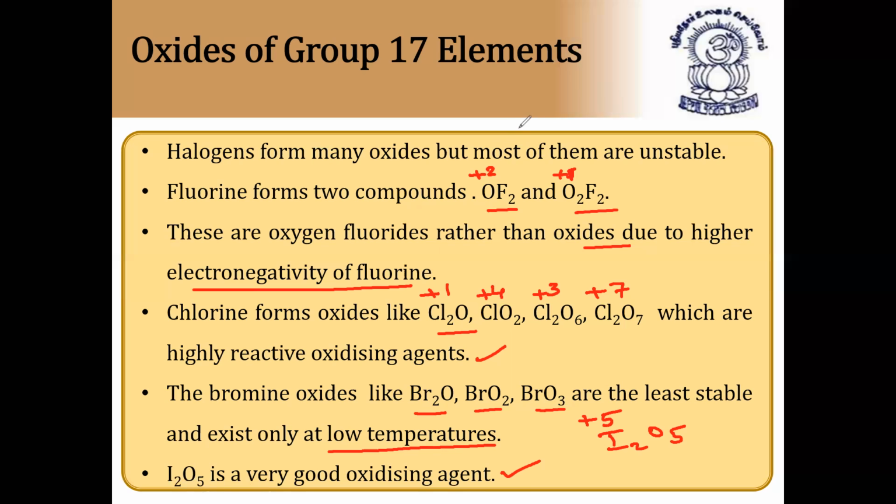Except fluorine, chlorine, bromine, and iodine can form more number of oxides due to availability of d electrons. Whereas in fluorine there is no availability of d electrons. That's why it can form only two oxides, and we call them not oxides but fluorides, because fluorine is more electronegative. For chlorine, bromine, and iodine, we call them oxides, but with fluorine, we call them fluorides rather than oxides. I hope it is clear. Next, continuation.